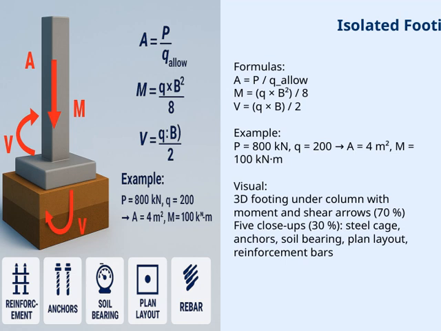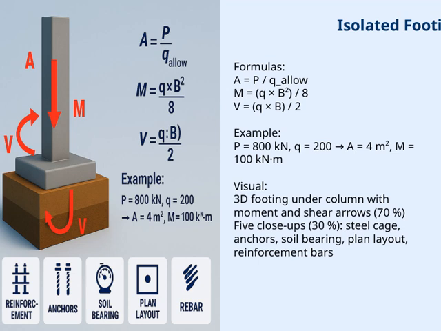To make it clearer, let's look at the example provided. If P is 800 kilonewtons and Q is 200 kilonewtons per square meter, then the area A calculates to 4 square meters, and the moment M comes out to 100 kilonewton meters.